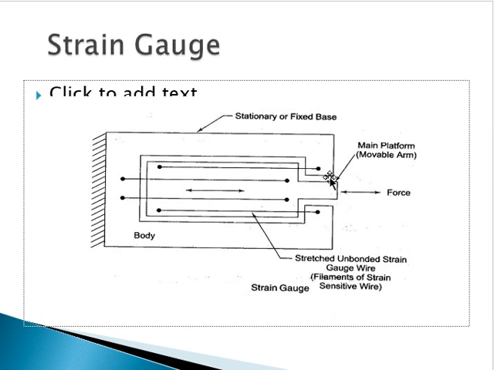These two wires are fixed here and attached to this movable platform, or movable arm. Similarly, these two wires are fixed here and attached to this movable arm. So if you apply the force in any direction, what will happen? Any two wires will be stretched or compressed or given a tension, and due to that their resistance will change, and that material property is used to measure the force or pressure. So this is all about the strain gauge.